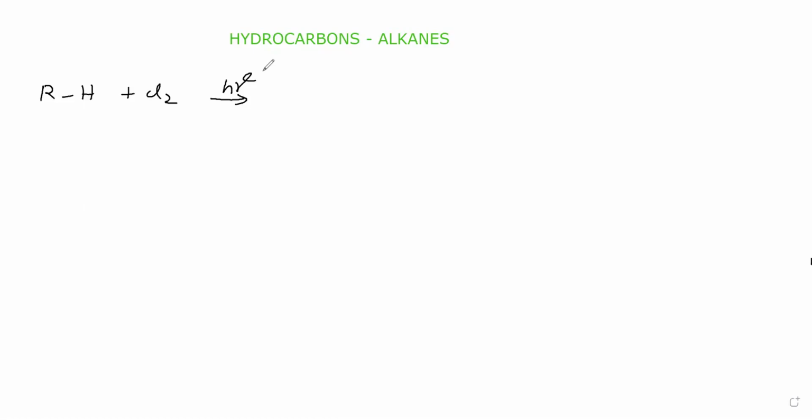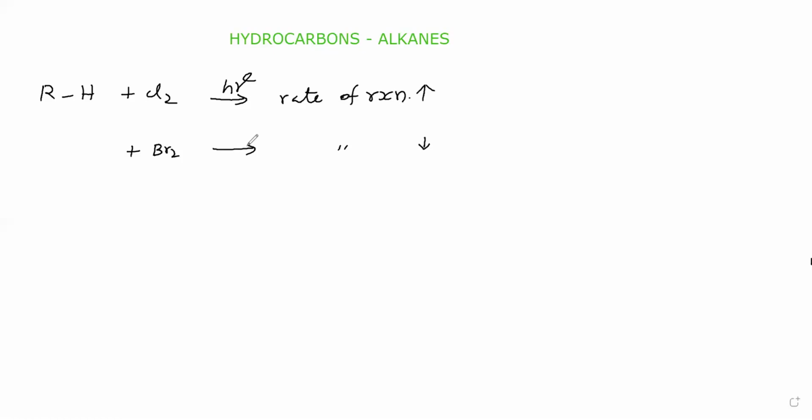Next, bromination we will say. For bromination, we will take bromine. Here also diffused sunlight is required. But the rate of reaction, if you see, here rate of reaction is high, here rate of reaction is low.